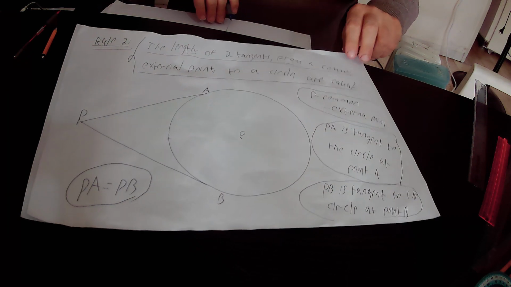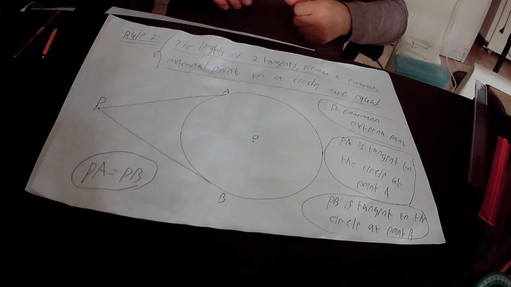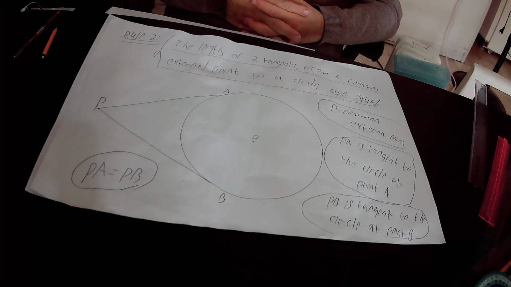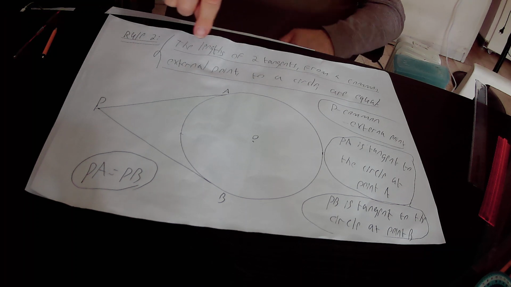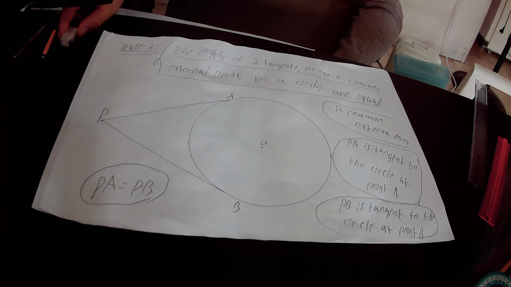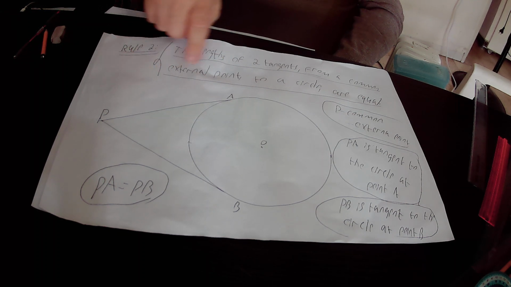According to rule 2, the lengths of two tangents from a common external point to a circle are equal. So in the domain we have a circle and we have the common external point, point P. From the common external point, point P, we have two tangents to this circle, tangent PA and tangent PB, and according to this rule 2, they are equal to each other in their lengths. This is to say PA equals to PB.